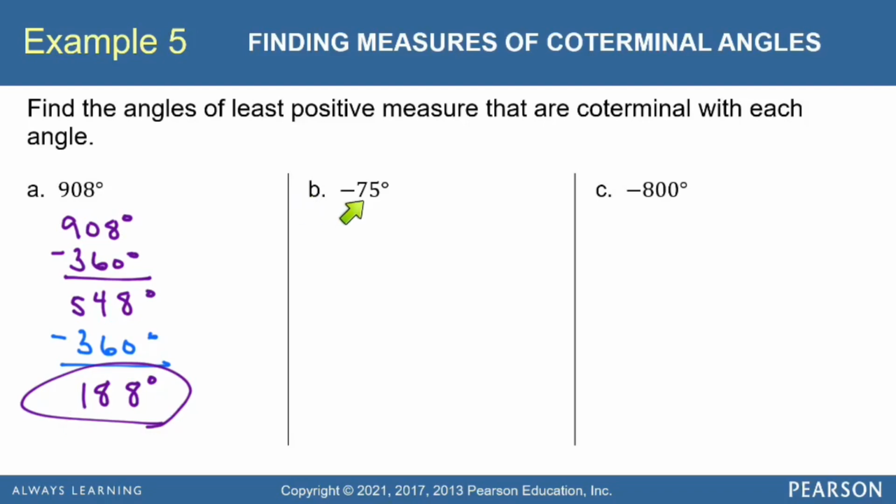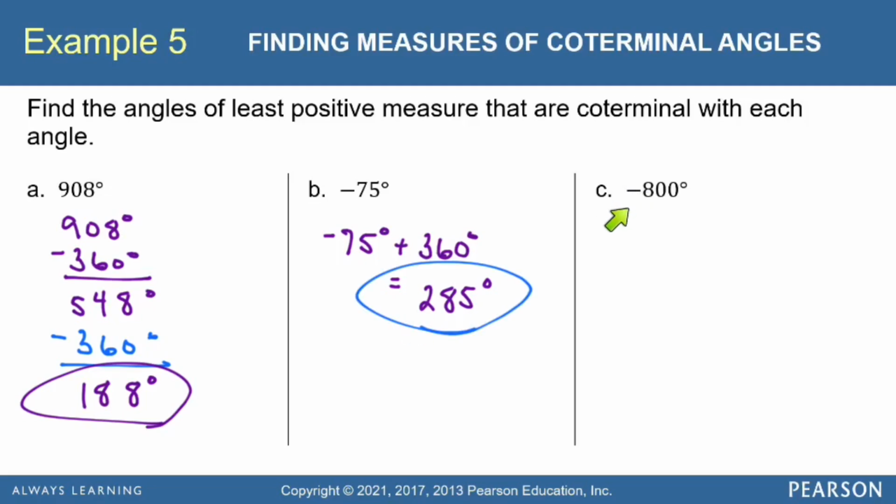Now let's look at part B. So if we start with an angle of negative 75 degrees, then in order to find the smallest positive number, we'll have to add 360 here. So negative 75 degrees plus 360 gives us a positive answer of 285 degrees. So now we know that negative 75 degrees is coterminal with 285 degrees. It's just that this one is negative, so it has clockwise rotation, and the 285 is positive, so it has counterclockwise rotation. So now let's look at part C, and we're going to start with negative 800 degrees.